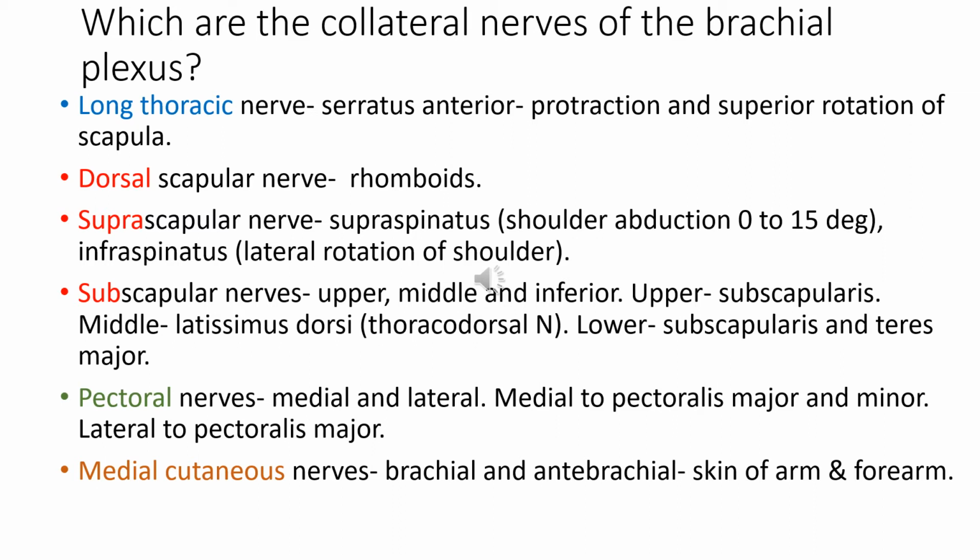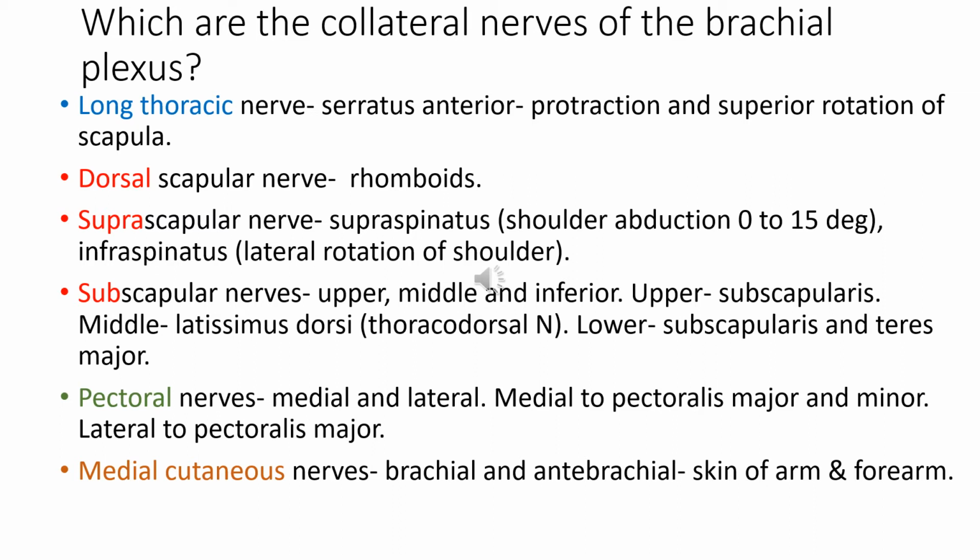Which are the collateral nerves of the brachial plexus? The collateral nerves are the nerves which arise directly from the brachial plexus, other than the 5 major nerves which I told, which are divisions of the cords. Now, one nerve is the long thoracic nerve, which supplies the serratus anterior, and serratus anterior is the muscle responsible for protraction and superior rotation of the scapula.